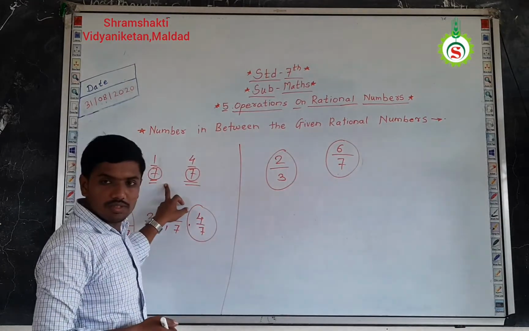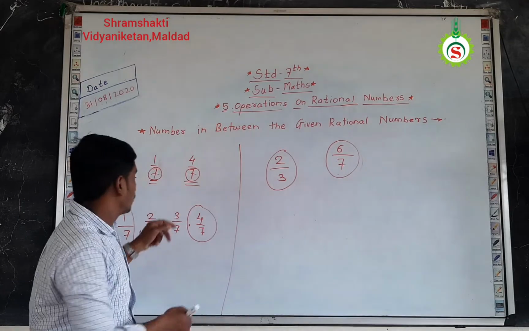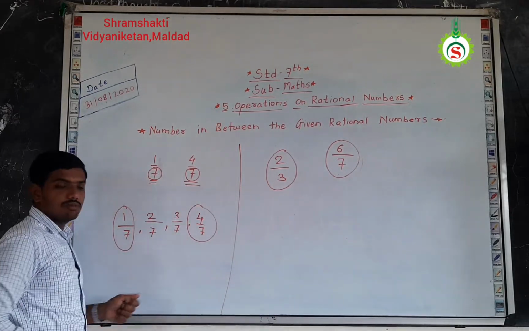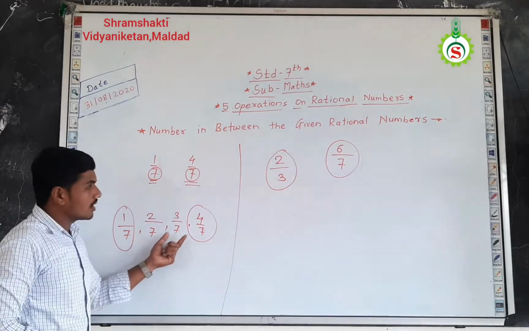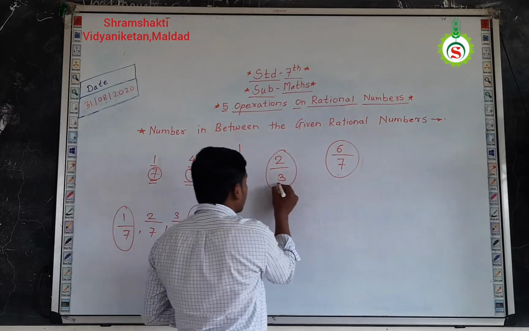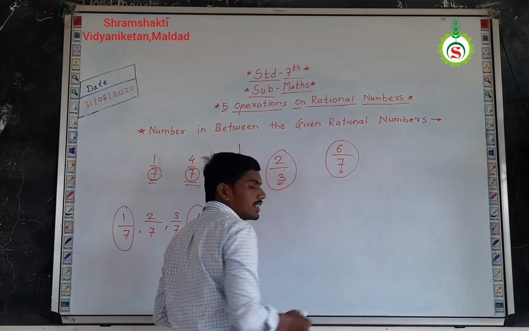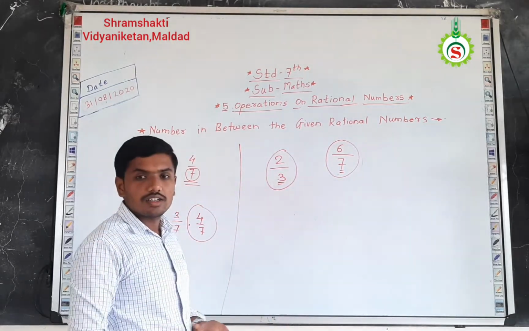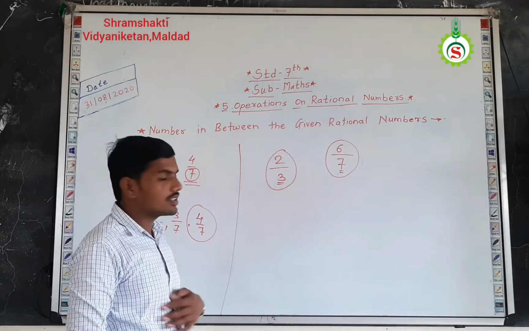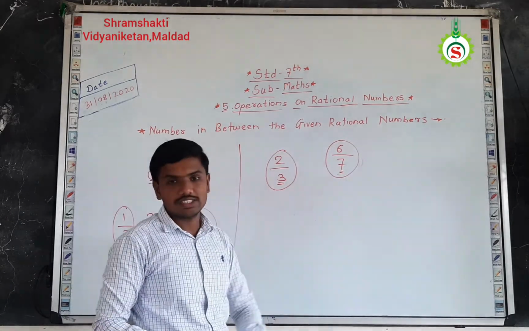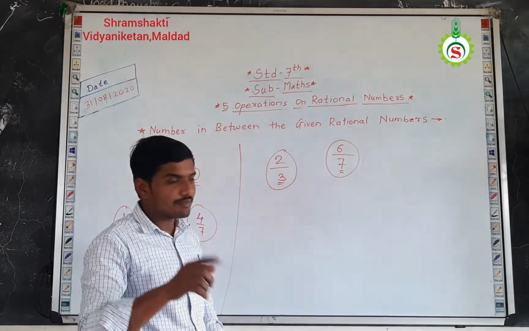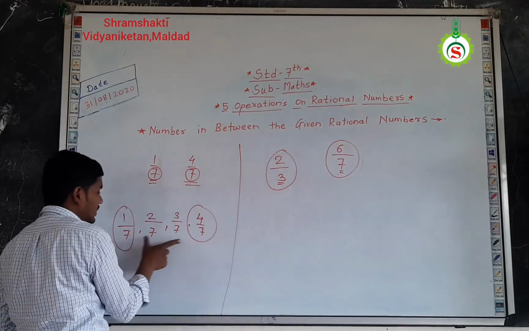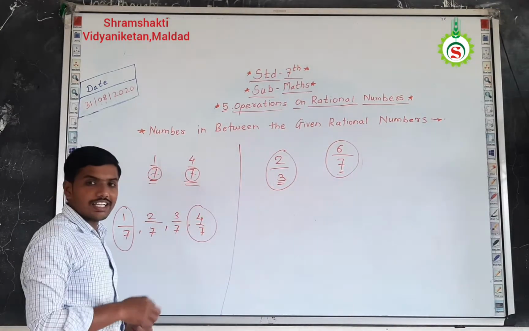Because in these rational numbers both denominators are the same, I am able to find the numbers in between. But here the denominator is 3 and here the denominator is 7. That means both denominators are different. Now how will I find the numbers in between the two given rational numbers? If denominators are the same, you can easily find the numbers in between the rational numbers.